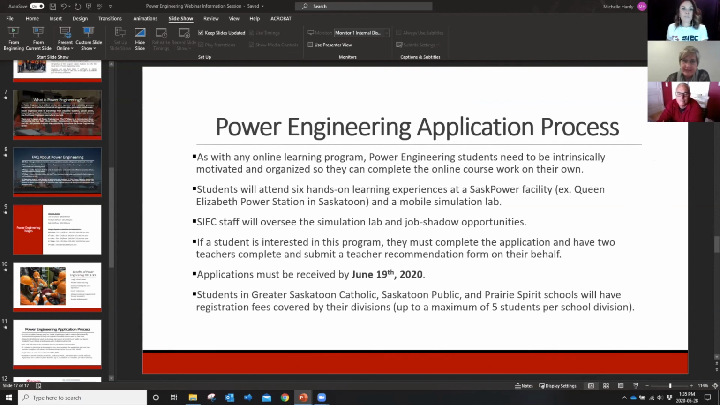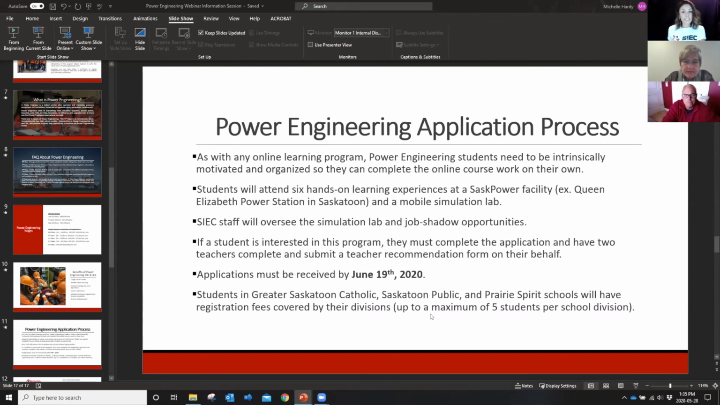So the application process, if you are a student and you're interested in applying, or if you are a teacher and you have students who are interested in applying to the program, this is the process you must follow. So it's been said over and over again, but this is online learning. So the students need to be intrinsically motivated. They also will attend 6 hands-on learning experiences at SaskPower. SIEC staff will work with the students to oversee their simulations and job shadow opportunities. And we also work closely with Jeff, or Mr. Bolton, to ensure that students are staying on track with their work.